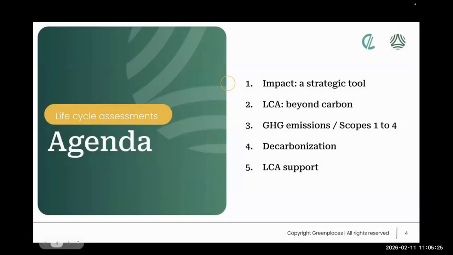So first, a little bit about our agenda, what we're going to cover today. We're going to talk about why impact measurement is a strategic tool, not just a compliance exercise. Compliance has really gotten a big stage these days. What an LCA actually is, and some detail about the disparate components that go into that. What it covers beyond carbon, because it is indeed a wider tool beyond carbon. We'll talk about how greenhouse gas emissions are structured across scopes 1, 2, 3, and 4. And if 4 is new to you today, I'm excited to talk about that. How to think about decarbonization planning, especially as it relates to your LCAs. And finally, how Greenplaces and ClimatePoint can support your LCA work.